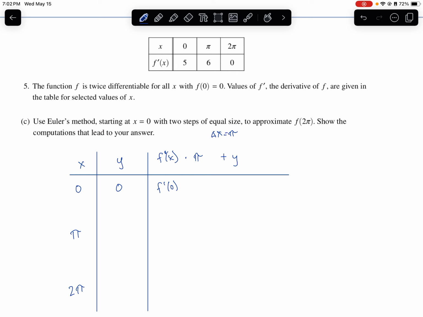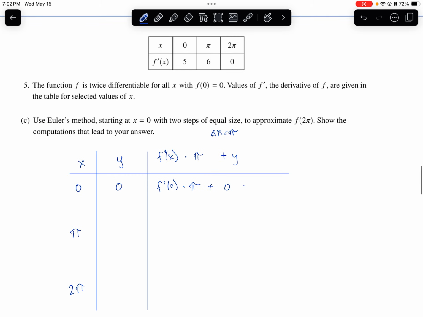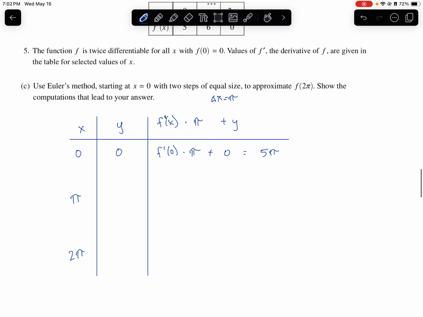So I'm going to fill out this part right here. Essentially, I'm taking these values right here, I'm plugging them in as needed right here. So x is 0, f prime of 0, that's going to be multiplied by pi plus whatever value y I have here, so plus 0. F prime of 0, that's from the table, so that's going to be 5 times pi plus 0. So that right there is my next value of y that I'm going to put in here.